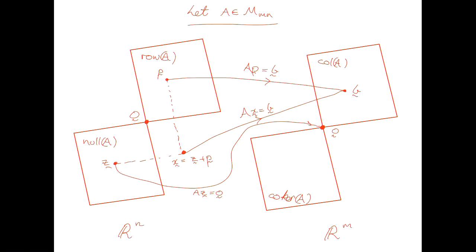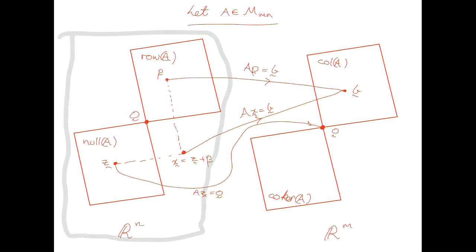Okay, now let's try and interpret what this thing means. All right, so on the left, what have we done? We sort of forget about the arrows for a second. On the left, we've just decomposed Rn into the row space and the null space, right? So what we're saying is that everything in Rn can be written uniquely as something from the null space plus something from the row space, okay?